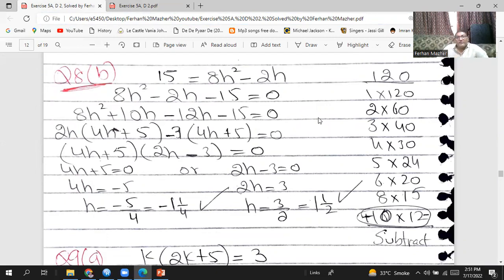So multiply the extreme terms. You will get 120. Write the factors of the 120. They are 1 multiply 120, 2 multiply 60, 3 multiply 40, 4 multiply 30, 5 multiply 24, 6 multiply 20, 8 multiply 15, 10 multiply 12.